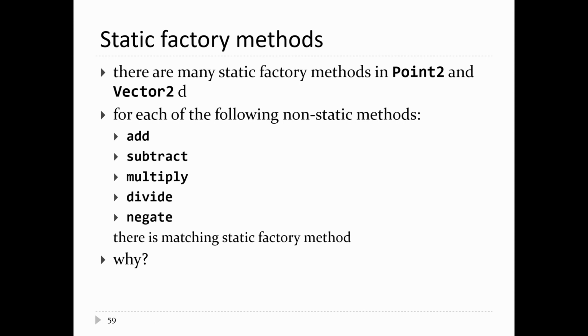So if you go poking around in the source code for the classes used in this course, if you go and look in point2, or if you look in vector2, which is a companion class to point2, you'll find inside those classes there's a bunch of methods. Right? So there's add, subtract, multiply, divide, and negate. Add lets you add a point and a vector. Subtract lets you subtract 2 points. Multiply lets you multiply a point by a scalar value. Divide lets you divide a point by a scalar value. And negate negates the coordinates of a point. For each one of those methods, there's a matching static factory method.